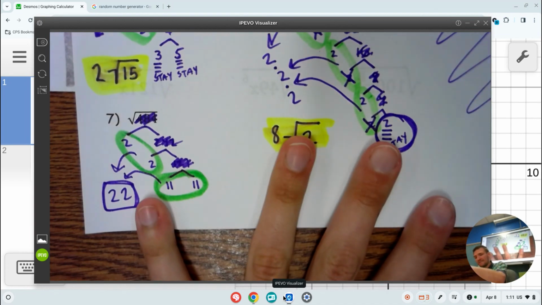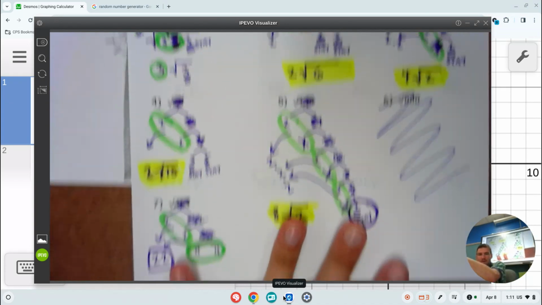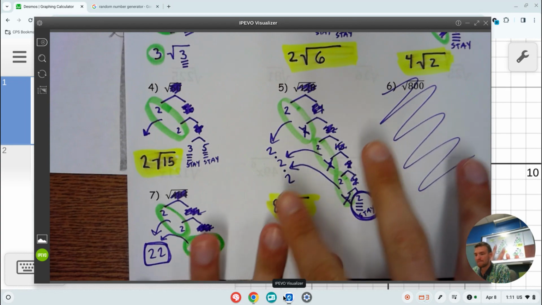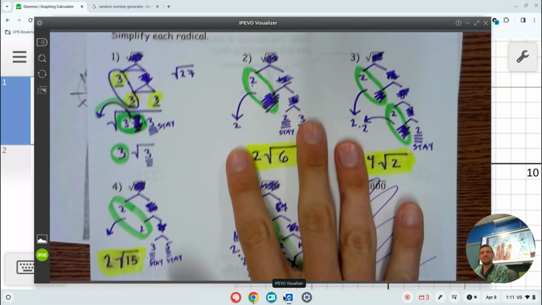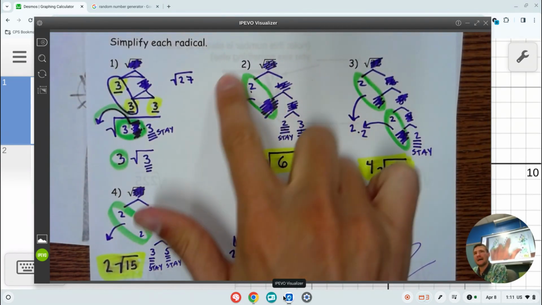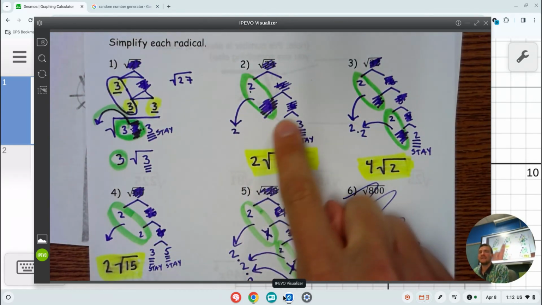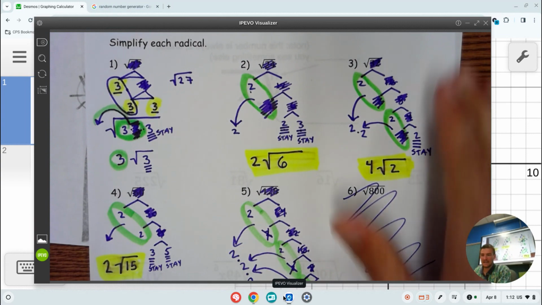Okay, we've done these questions. Remember, it's definitely a little bit crazy. It definitely feels like alien math a little bit. Break it down into the primes. Find your pairs. The pairs come outside. The leftovers stay inside, right?